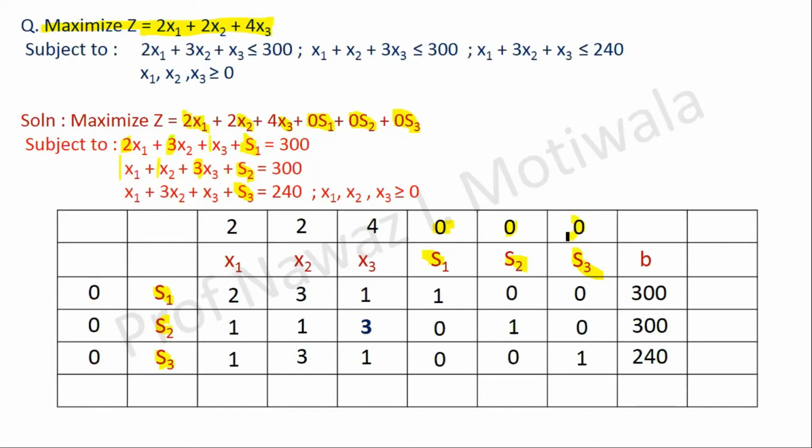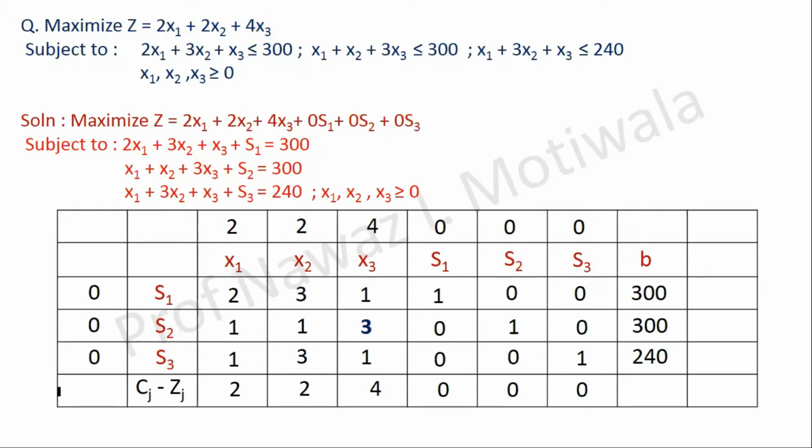Next step is to compute Cj minus Zj. Now, as it is the first iteration, we have a shortcut. Cj minus Zj will be the same as the top line, that is the coefficients of the objective function. So I will write the same 2, 2, 4, 0, 0, 0, exactly the same as the top line. This is the shortcut to reduce your computation time.